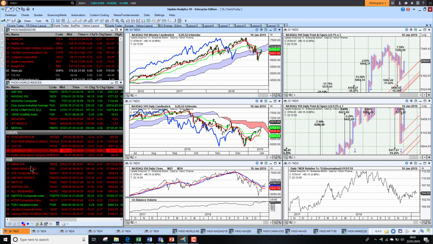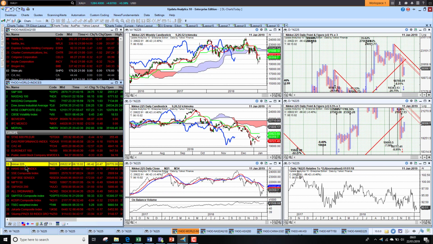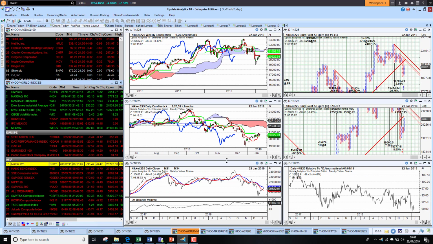We see the sea of red in Asia. You see the Nikkei here down 0.5% and looking bearish, and we see the relative performance to the Dow down 10%, less good than the Dow over the past year.